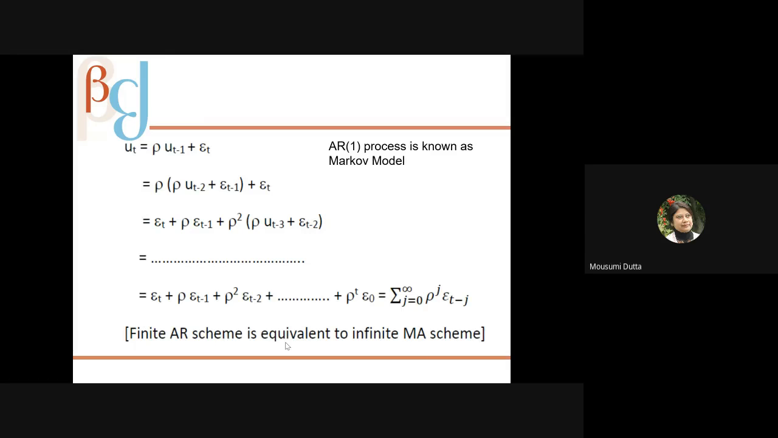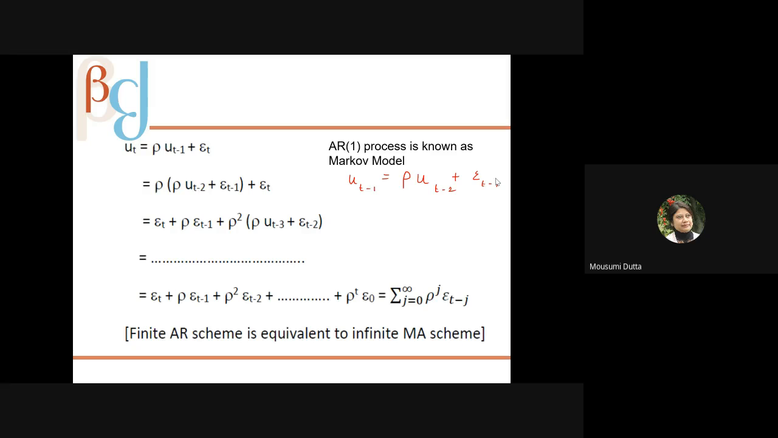U_t is equal to rho U_{t-1} plus epsilon_t. A very simple finite process which we call the Markov model, the AR1 process. Now U_{t-1}, following the same logic, is rho U_{t-2} plus epsilon_{t-1}. What I am telling is that if U_t is equal to rho U_{t-1} plus epsilon_t, then U_{t-1} will be equal to rho U_{t-2} plus epsilon_{t-1}. Am I right?